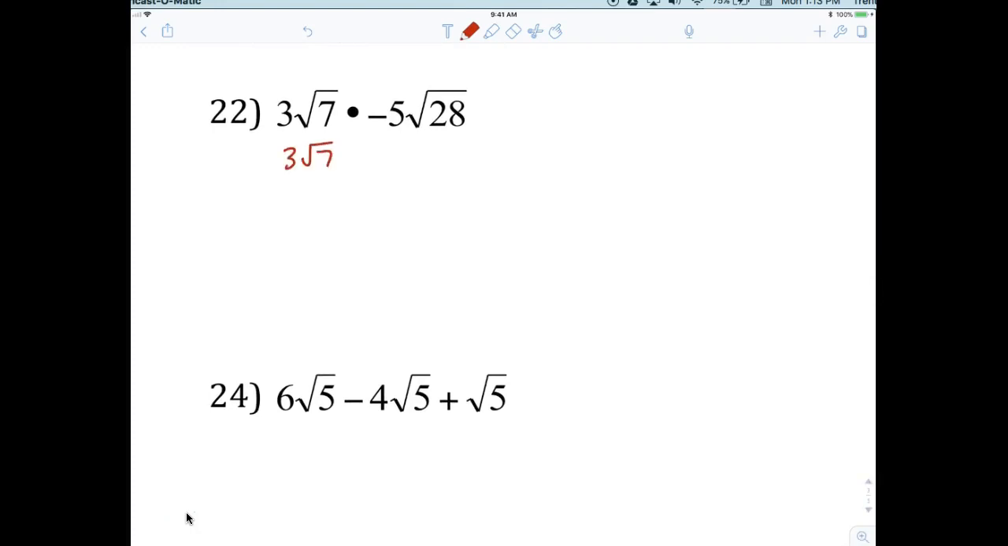3 radical 7 minus what? 10 radical 7. Now again, if you're not sure, speak up. Final answer: negative 7 radical 7.